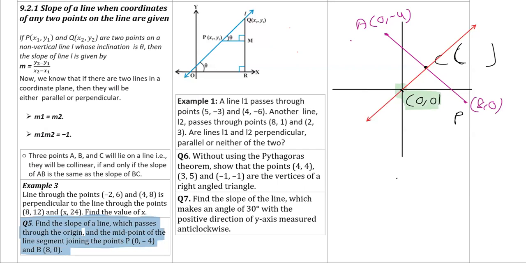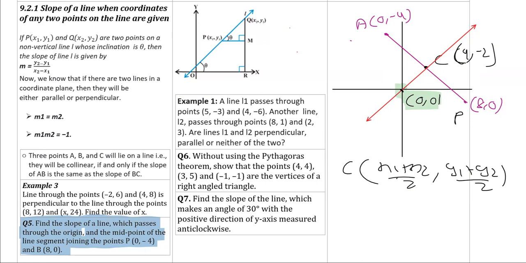As you know, we can get the coordinate of point C, as C is the midpoint of AB, using the section formula. The x coordinate of C is x1 plus x2 over 2, and its y coordinate will be y1 plus y2 over 2. Applying this, x1 is 0, 0 plus 8 is 8, 8 divided by 2 is 4, and likewise minus 4 plus 0 is minus 4, divided by 2 is minus 2.